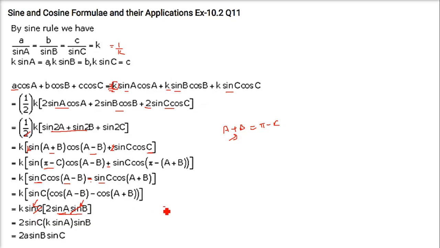So you get sin B and sin C. So what is remaining? 2k sin A. But we know k sin A is what? a. So just put a here. So this is the value you get.